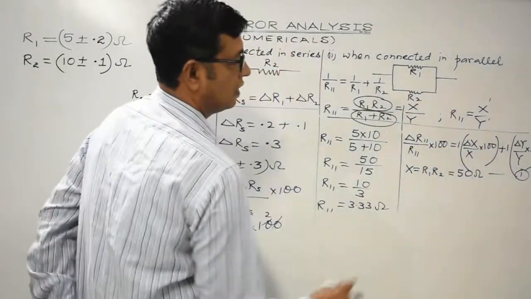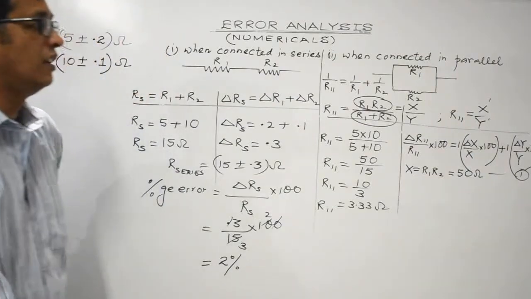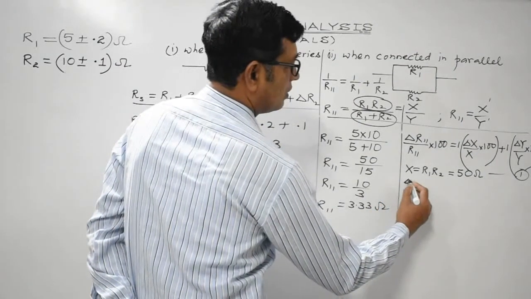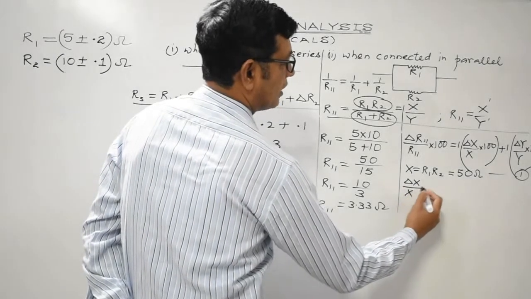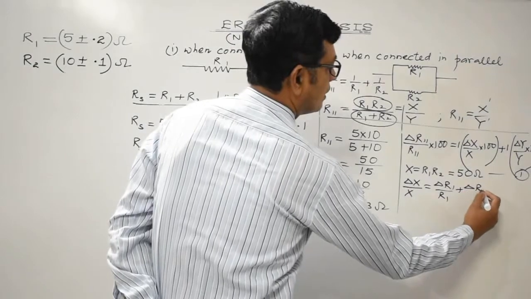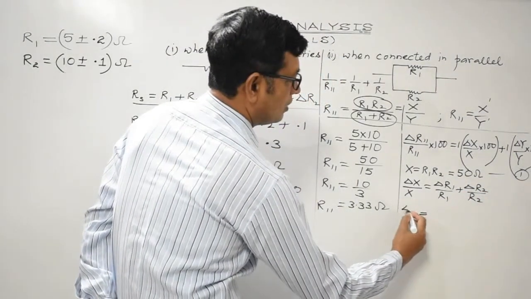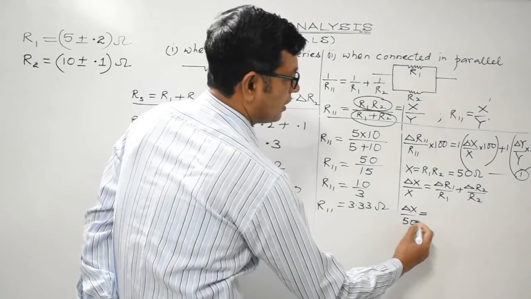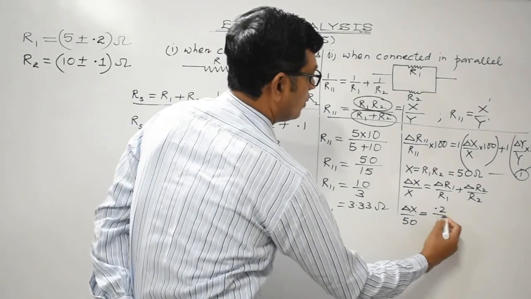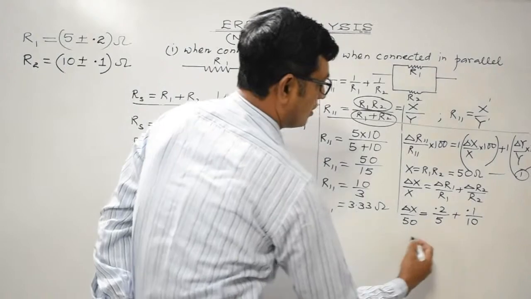X is done, right? What about del X? Now when it involves product, then del X is found by this formula. Del X by X would be equal to del R1 by R1 plus del R2 by R2, isn't it? So let's solve it. Del X over 50 is equal to, what is del R1? It is given to be 0.2 divided by 5 plus it is going to be 0.1 divided by 10. So let's find out.